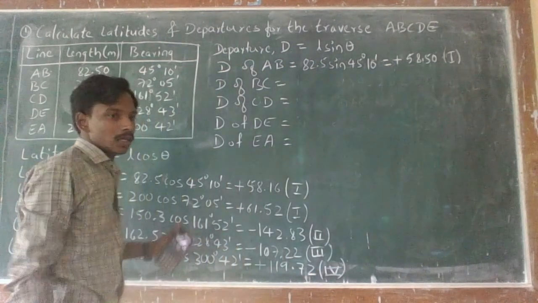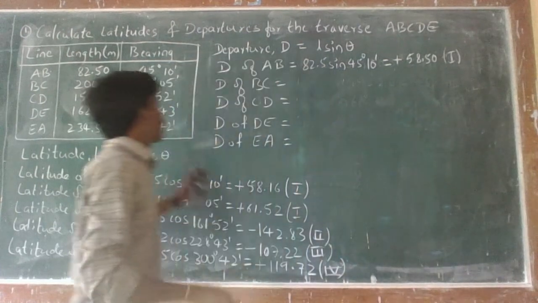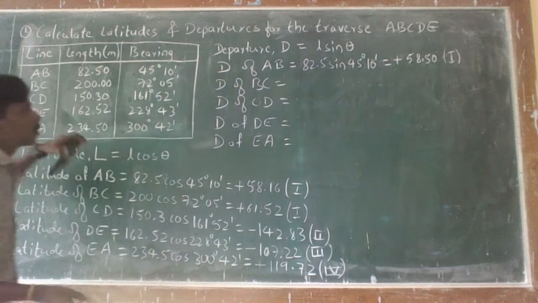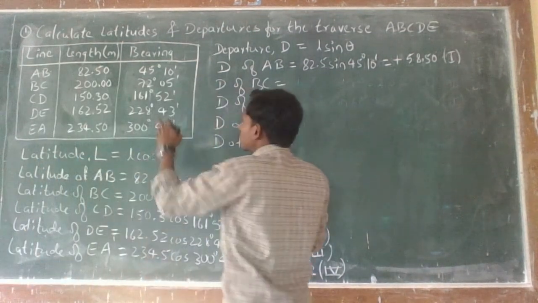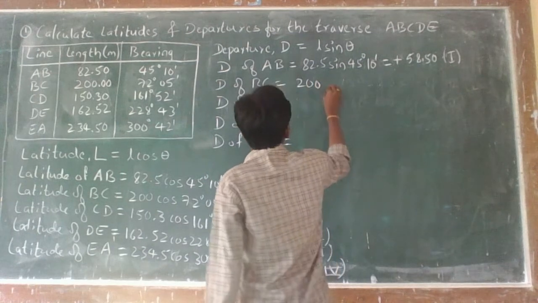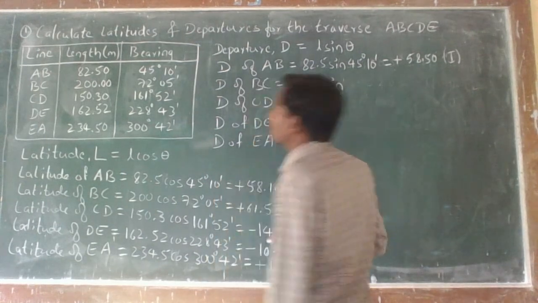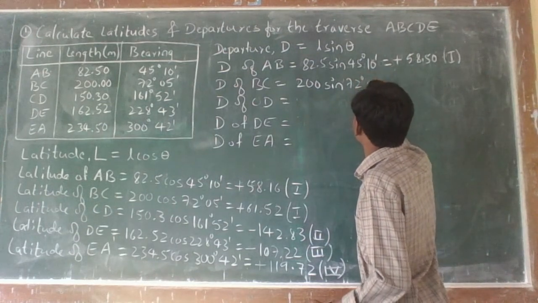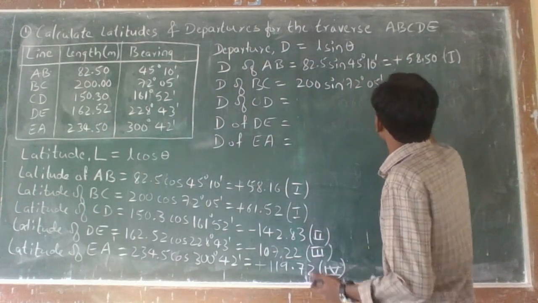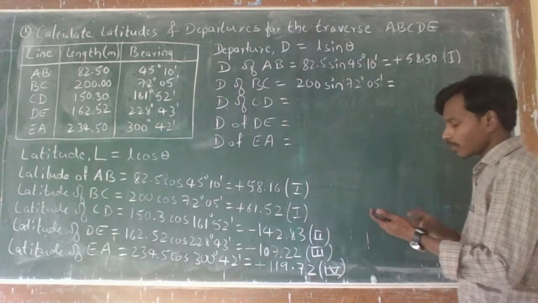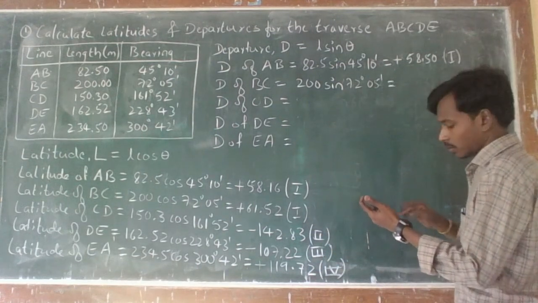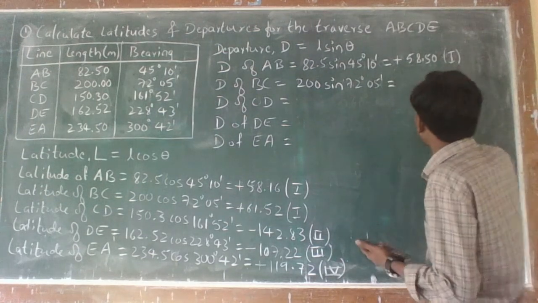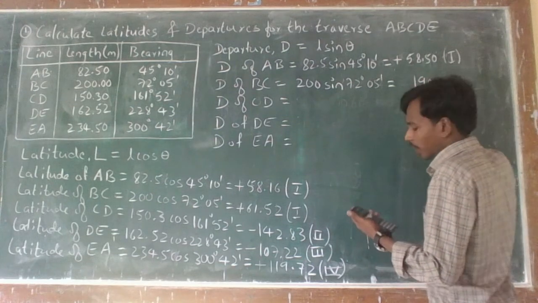Now let's move to the second departure, the departure of the line BC. Now the length of the line BC is 200, right? 200 sin, bearing is 72 degrees 5 minutes. So that's equal to 200 sin 72 degrees 5 minutes. Now we get the value 190.30.